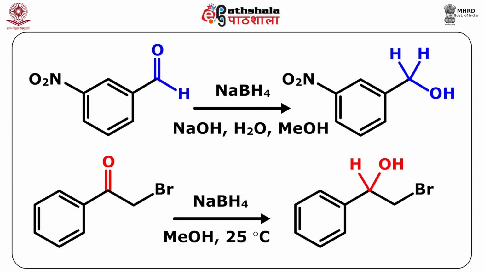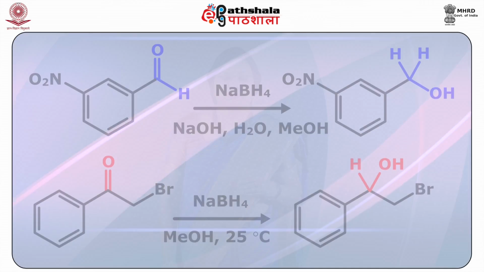If we talk about the groups which are not affected by lithium aluminium hydride, there are functional groups like nitro or halides. And yes, it also will not have any impact on the double or triple bonds of alkenes or alkynes, just like sodium borohydride, as well as on the aromatic ring.